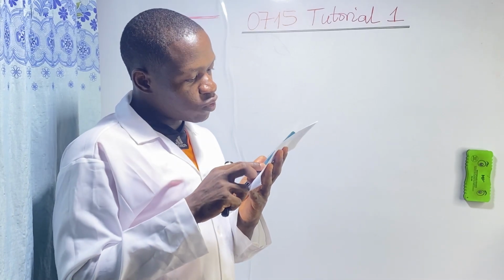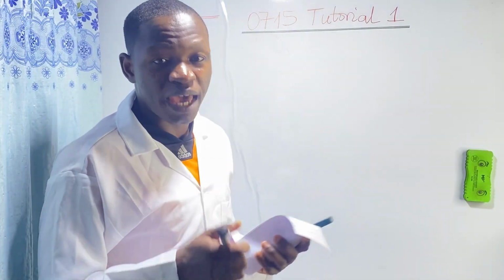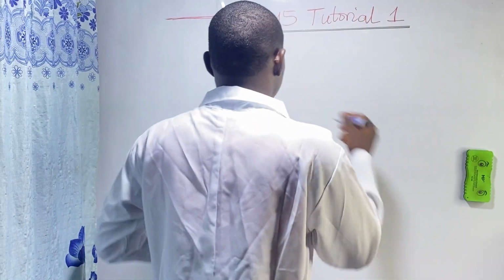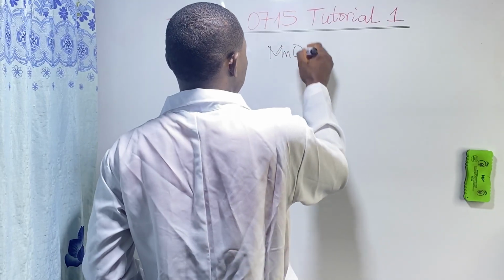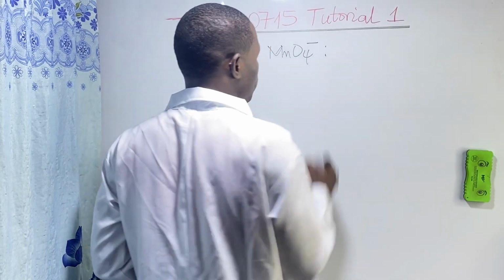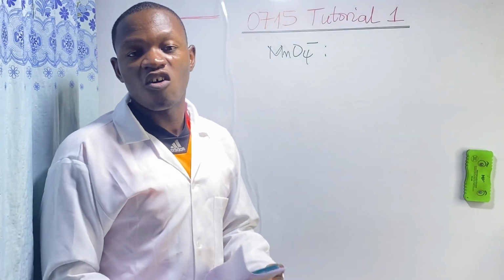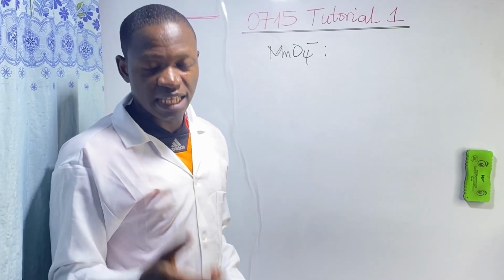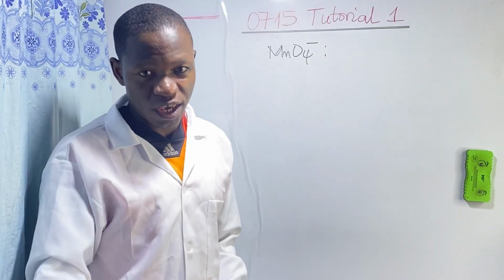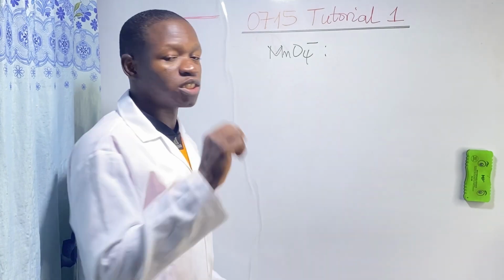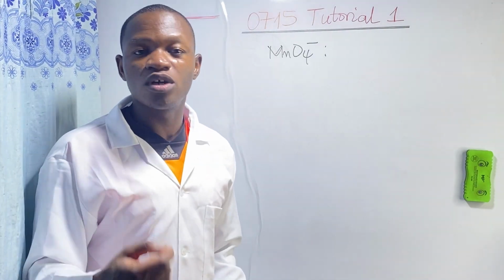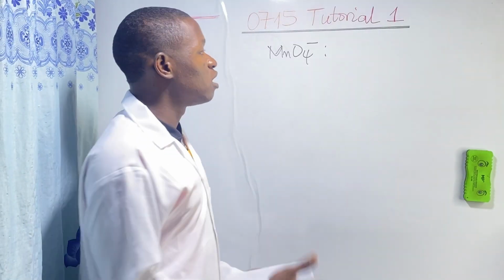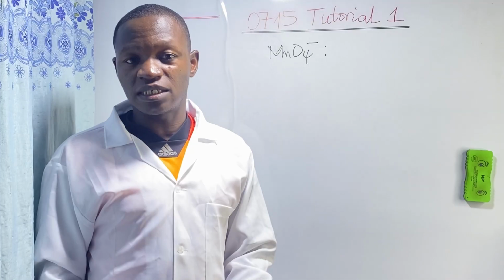Next question says calculate the oxidation number of manganese in permanganate. So we have manganese in permanganate. As we know, we let the oxidation number of manganese be X. And we know that the sum of all oxidation numbers in an ion must be equal to the charge of the ion. And if it's a neutral compound, then the sum of all oxidation numbers is equal to what?